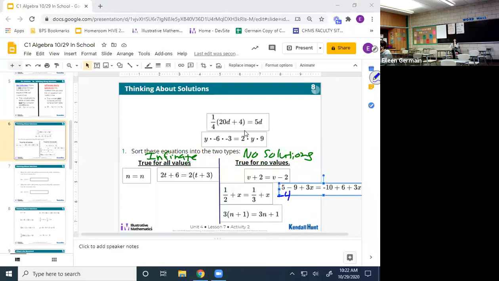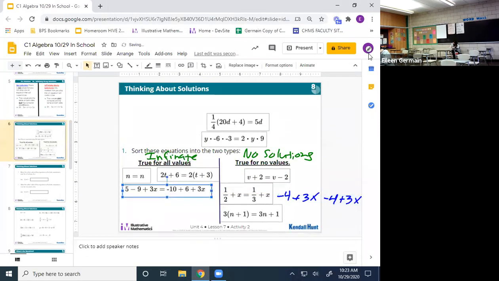What do you think? What if I combine my other side? I did it wrong. No, it would go in the true for all. True for all, because when I combine my negative 10 and my positive 6, I get a negative 4 plus 3x. And then my other side, these combine to negative 4 plus 3x. Nice catch, Abby. Perfect. So we would actually move this guy over to infinitely many solutions. Good. True for all values.